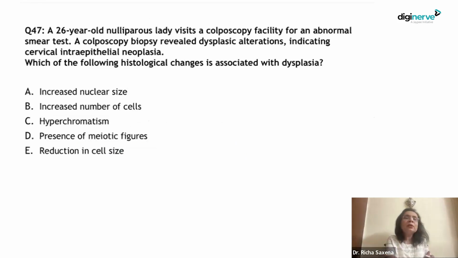A 26-year-old nulliparous lady visits a colposcopy facility for an abnormal smear test. A colposcopy biopsy revealed dysplastic alterations indicating cervical intraepithelial neoplasia. Which of the following histological changes is associated with dysplasia? Which of the following is a characteristic feature of dysplasia? Hyperchromatism, because of the increased DNA content.